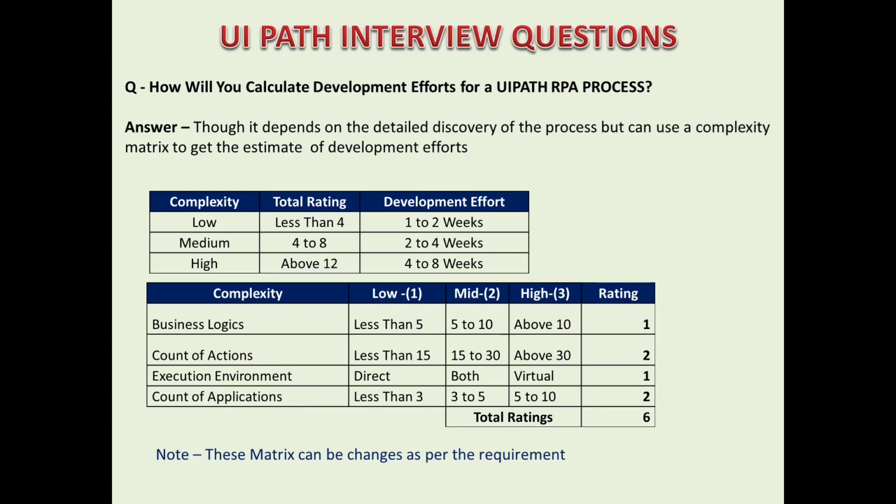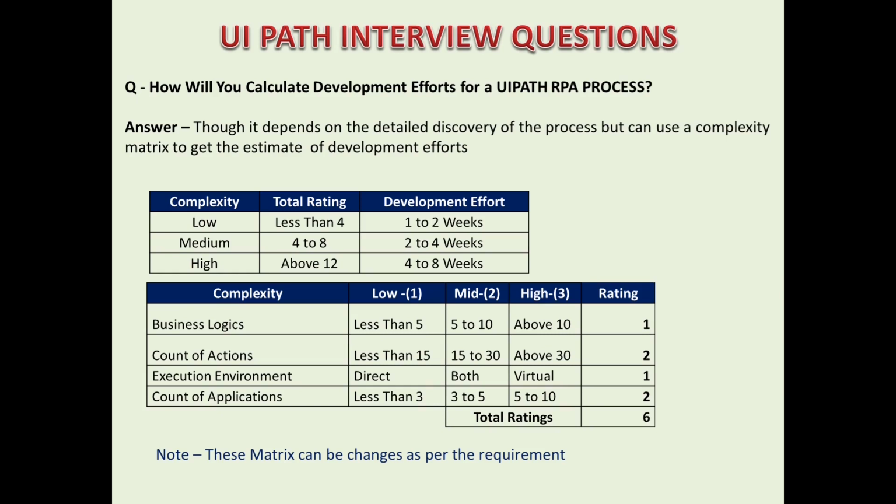So basically, to answer the interviewer's question, it depends on the detailed discovery of the process to calculate the requirement. But to calculate it roughly, we can create a complexity matrix and keep 4 different parameters for the complexity. The first one is business logic, then count of actions, execution environment, and count of applications, and then we can decide based on that whether it is high, low, or medium.